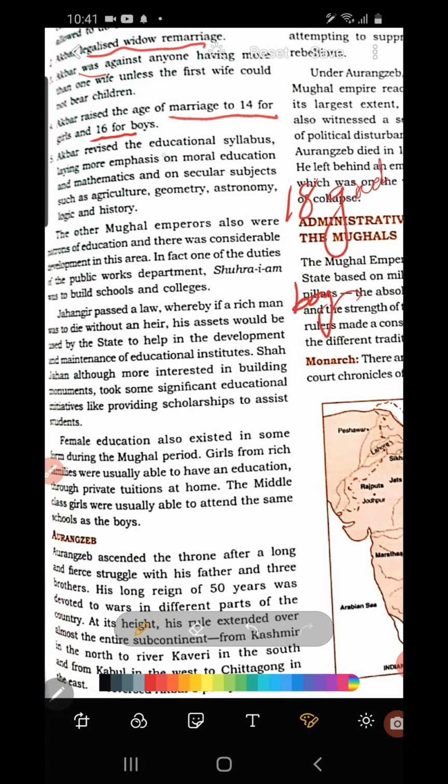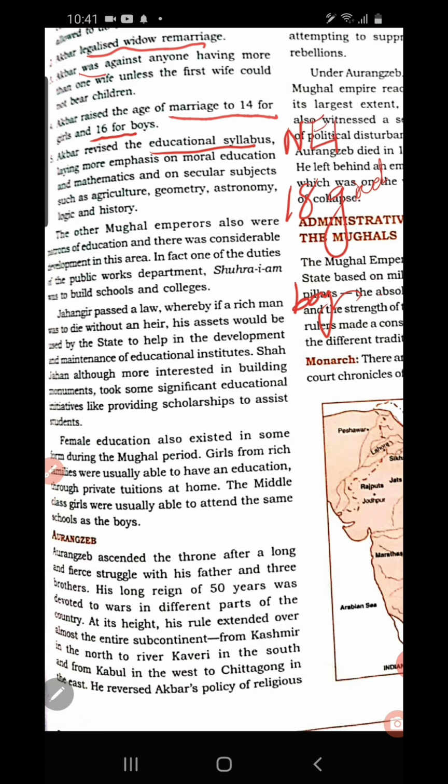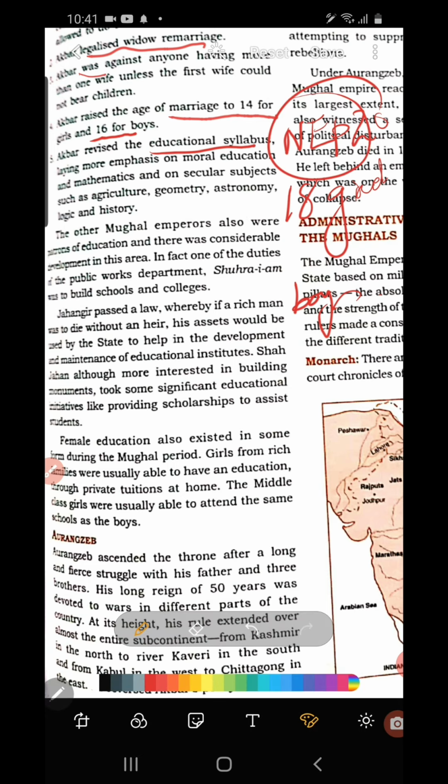Then Akbar revised the educational syllabus. That means now we have the new education policy, NEP 2020. The revised education policy is going to be implemented. In a similar way, because of the well-being of the society, according to the time, changes are to be brought.